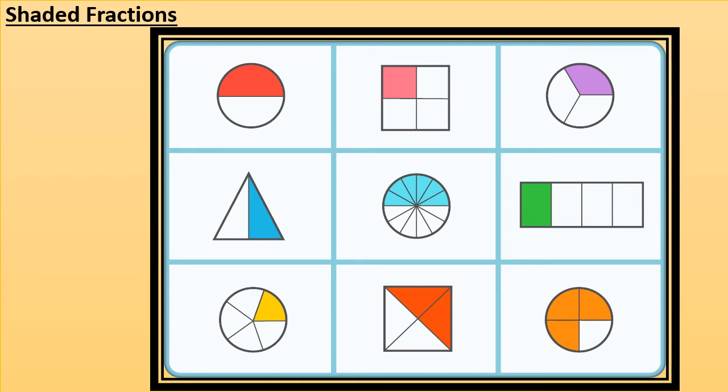Now next see the square. Out of 4 equal parts, 2 are shaded. So shaded area is 2 by 4. Now next circle, out of 4 equal parts, 3 are shaded. So shaded area here is 3 by 4.